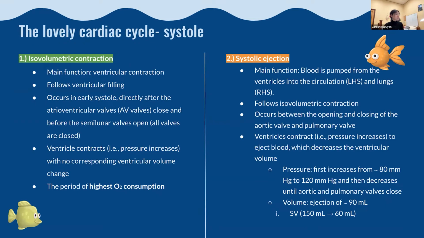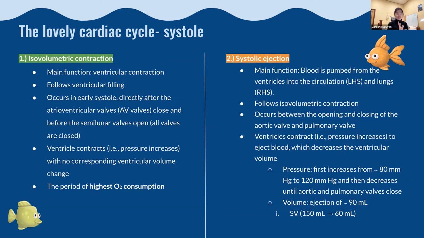So let's start with the green. Isovolumetric contraction. At this point, all of the valves in the heart are closed. So that's a question you could get: at what point in the cardiac cycle are all the valves closed? It's during isovolumetric contraction. The main function is the excitation of the muscles in the ventricle, also known as ventricular contraction. And this happens right after the ventricle has filled up with blood.